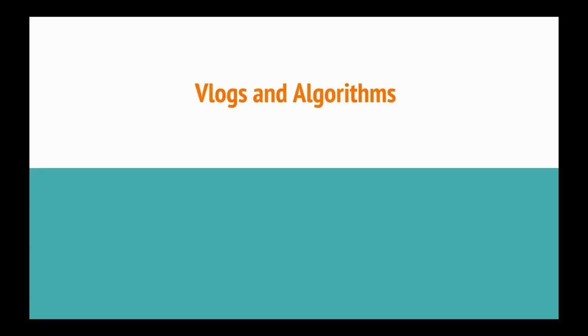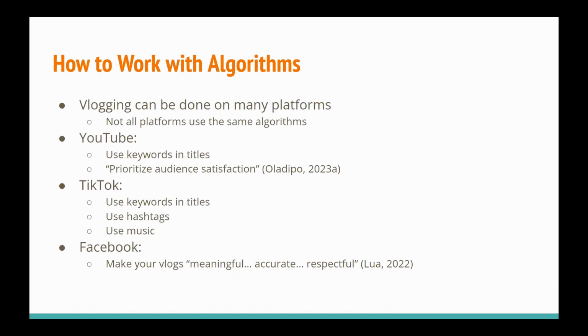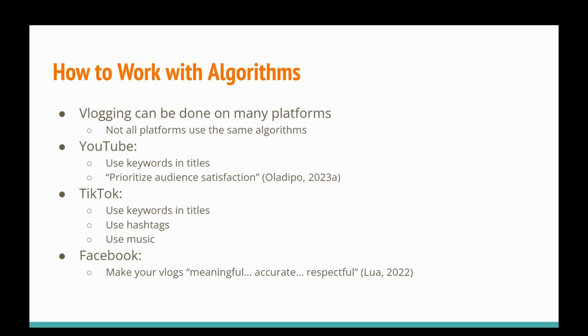We also want to take a look at vlogs and algorithms, since many vlogs are posted on social media sites. Now, since many vlogs are posted on many different platforms, we want to be aware that not all platforms use the same algorithms. We know that YouTube, for instance, prioritizes audience satisfaction, as Oladipo said in their article. You want to also make sure that you use keywords in your titles so that they're easily found when you search.